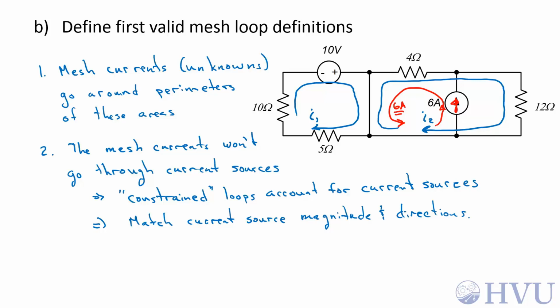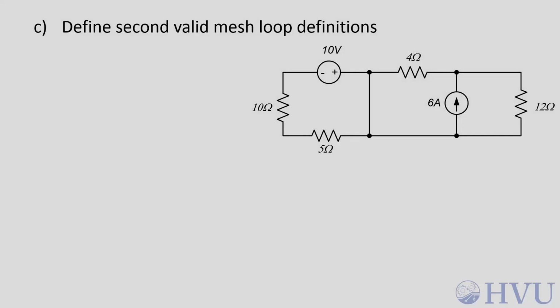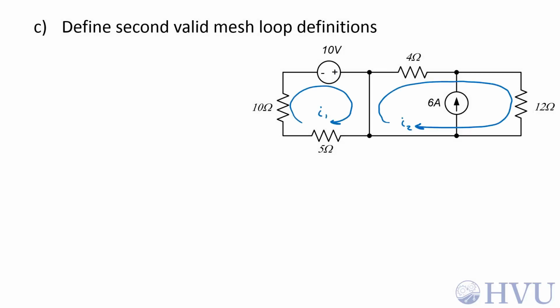That's not the only choice I'm stuck with though. I can do a variety of different things with this. So let's take a look at a few different additional choices of constrained loops. It's perfectly legitimate to have a constrained loop on this side that goes this direction and has a magnitude of 6 amps. It still matches this current direction and the amplitude. A constrained loop that goes all the way around here is also appropriate. It's got an amplitude of 6 amps. Over here at the current source, it's going in the right direction.